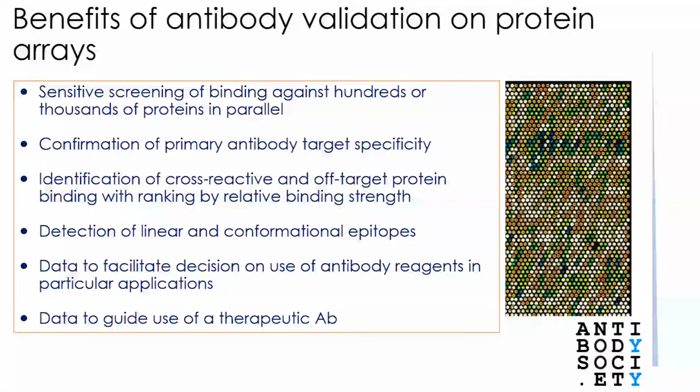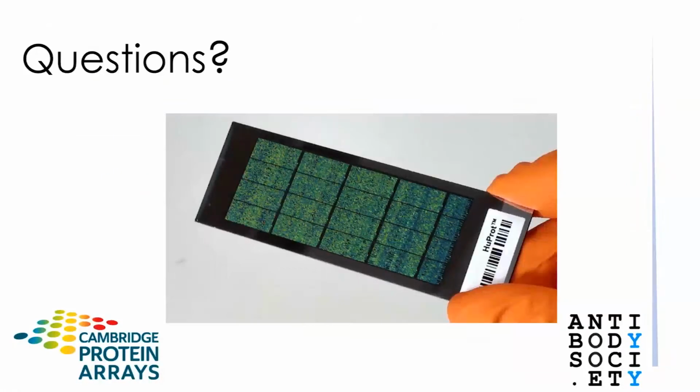The data can give the user confidence that their antibody is fit for purpose, at least from the point of view of specificity, or alternatively, it can be a warning that it should be used with caution, both for reagents and therapeutics. It's always best to go into antibody applications with eyes open, and the arrays can be an important aid in so doing. Any questions?